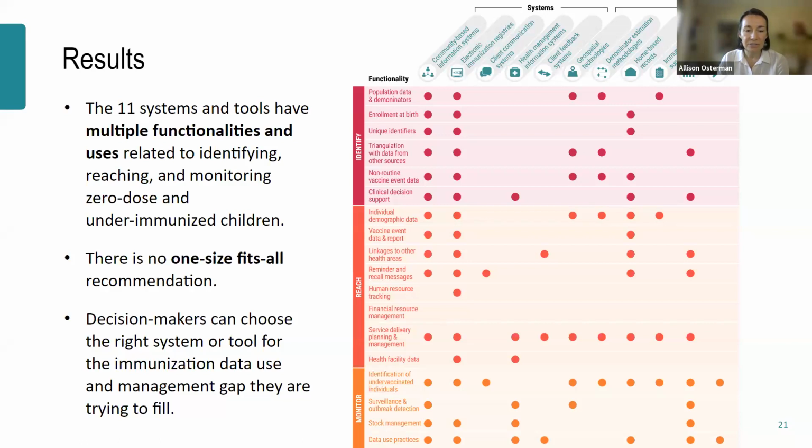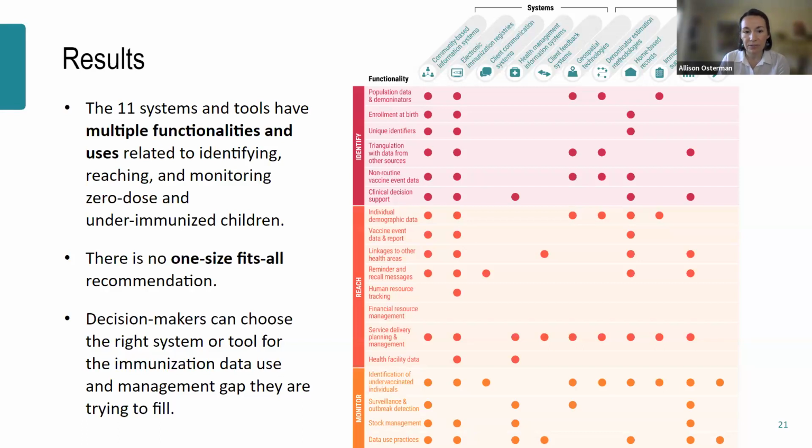And just to highlight, there's a lot of complexity. It wasn't as though we identified specific tools that were uniquely for identifying or uniquely for monitoring zero-dose and under-immunized children. Rather, most of the systems and tools are multifunctional. They have components that support multiple uses related to identifying, reaching, and monitoring zero-dose children. And some of the functionalities also depend on how the system is configured.